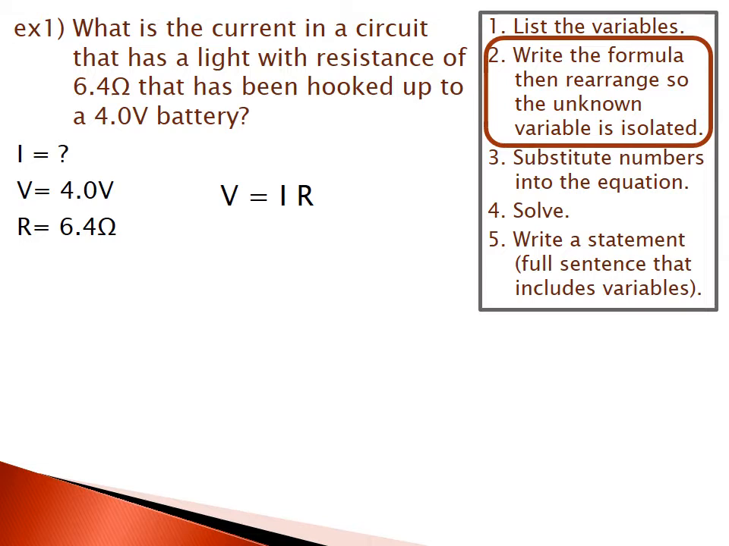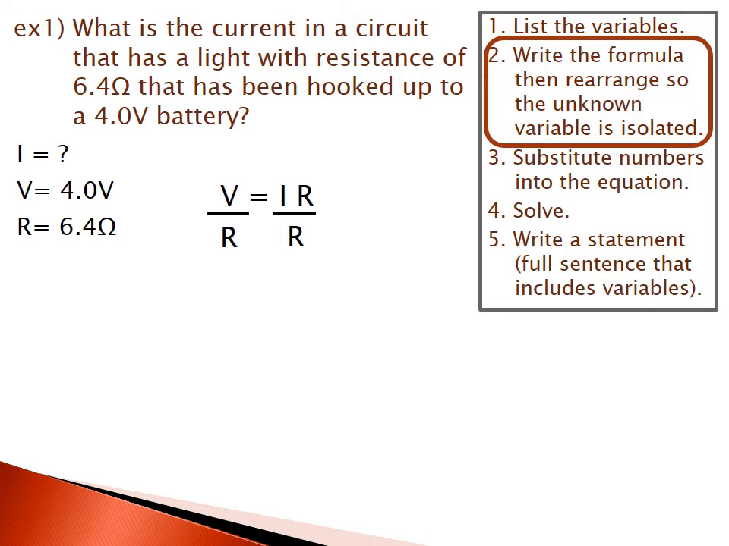Step 2 is to write the formula, then rearrange so the unknown variable is isolated. So here we write down V equals I multiplied by R. We are looking for I, and I is not alone. What I mean by isolate your variable is we need to rearrange the equation so that I is all by itself. But I is not by itself because it is next to R. And if they are side by side, what are they doing? Well, when numbers are side by side, they're being multiplied. So if we want to get I by itself, we have to do the opposite of what R is doing. If R is multiplied by I, we will divide both sides by R.